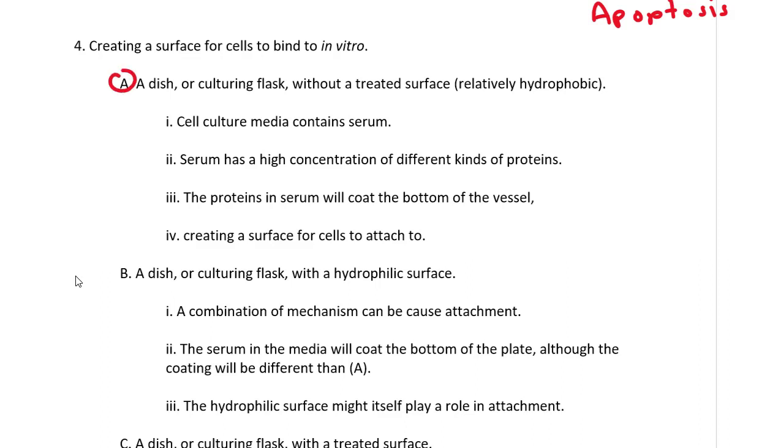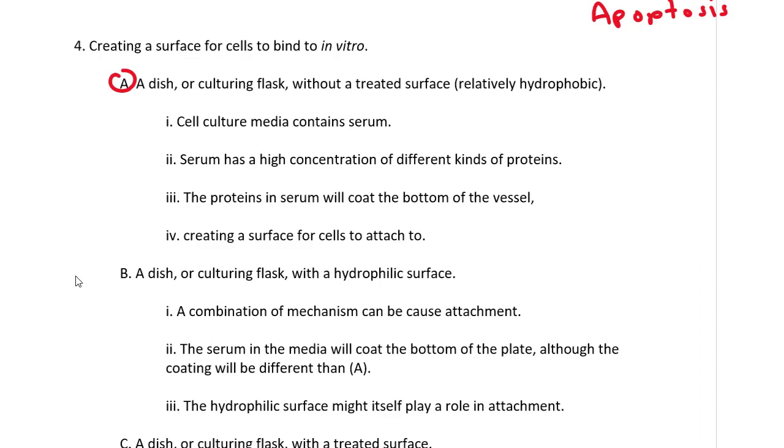So you have your dish. It has a surface that's rather hydrophobic on the bottom. And what you do is when you put your media, which contains serum, a mixture of a lot of proteins, what will happen is the proteins that are in the media and that come with the serum will coat the bottom of the plate. And that will create a surface for some cells to bind to. Some cells, that's good enough. They will bind to the bottom of the plate that's been sort of coated with some of these proteins from the serum.